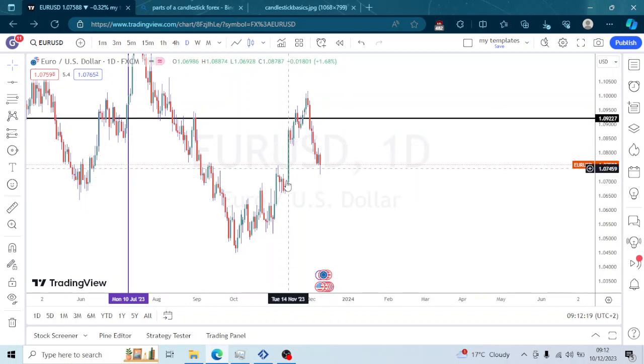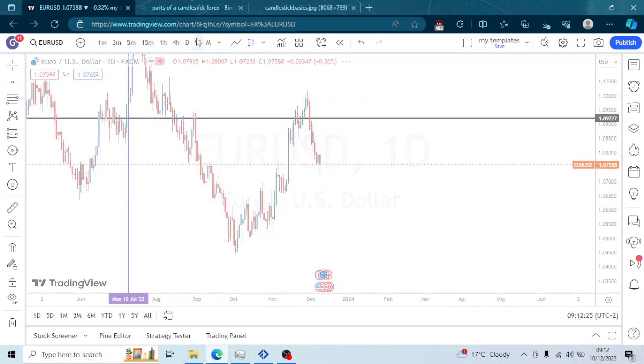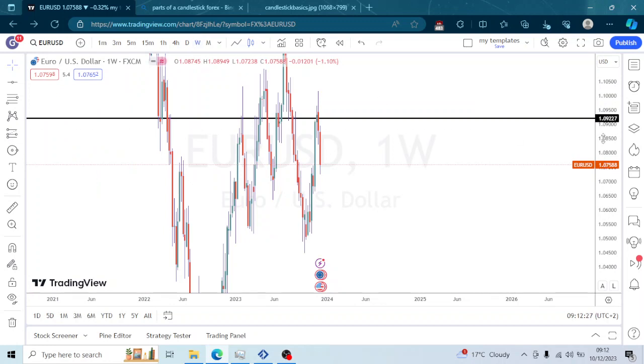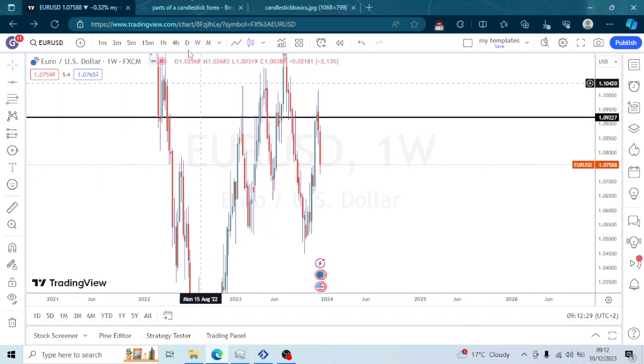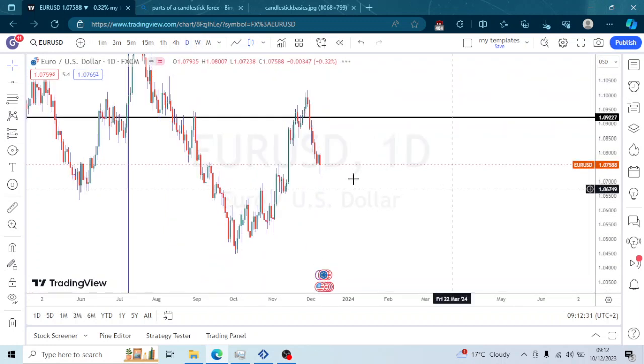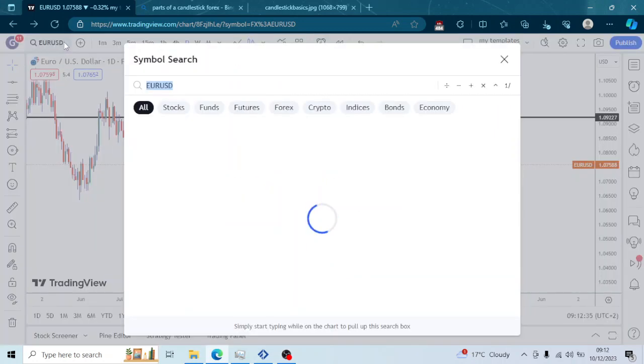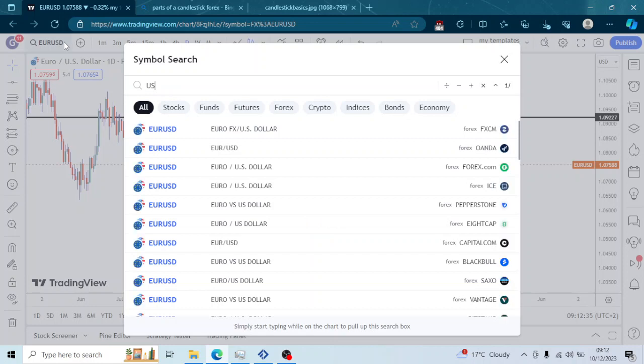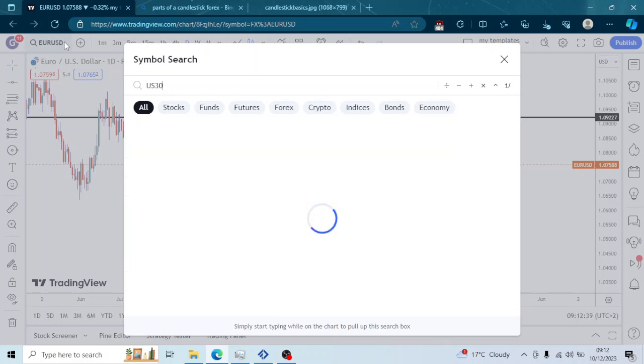There was a fair value gap right here. So it might be covering this fair value gap and going back higher. There's a possibility of that. I don't think so. What's the weekly time frame saying? But it's December, and December is quite unpredictable. But anyway, I'm now analyzing instead of talking about what I'm supposed to talk about. Let's check US30 then. The Dow Jones Index.